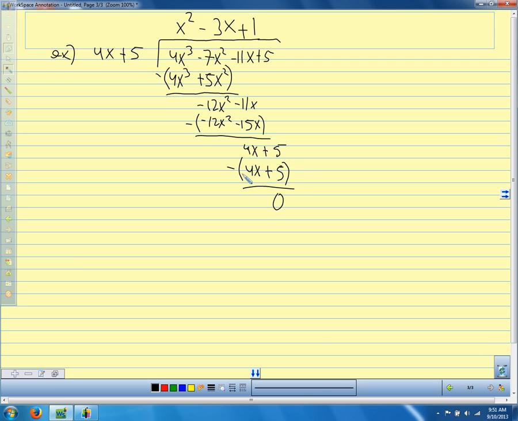What else does that tell us about 4x plus 5? What can we do with 4x plus 5? What would be a solution to 4x cubed minus 7x squared minus 11x plus 5? Negative 5/4 x would be a solution. So it would also be what for the graph? A 0 or x-intercept, right? Factor, 0, x-intercept, solution, all mean the same thing.